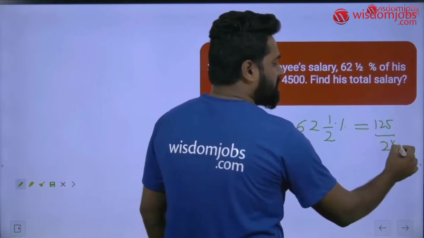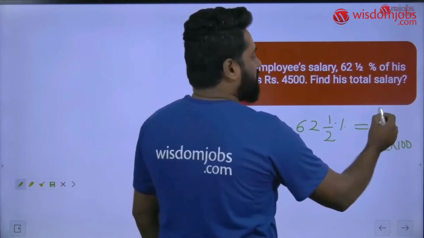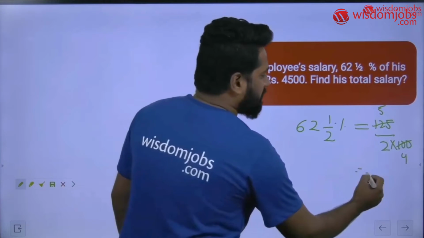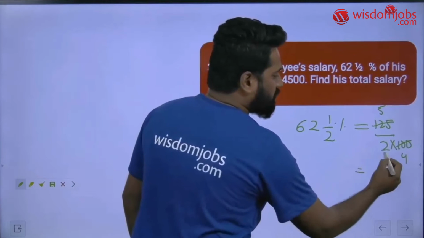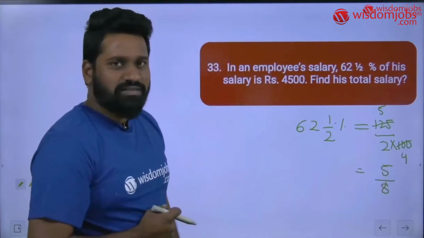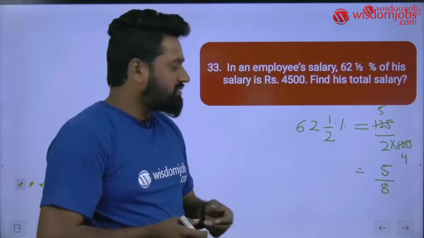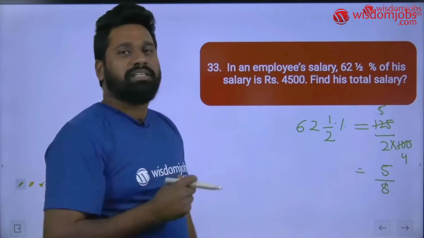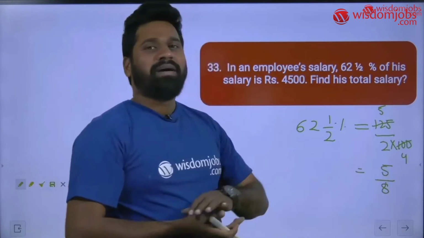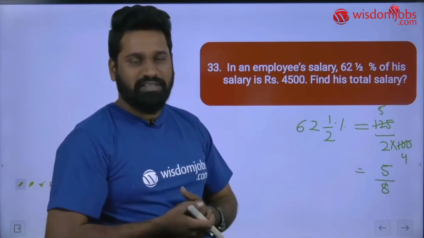Percentage symbol means you can write 100 in denominator. So it becomes 25 5s, 25 4s. So total, what is the fraction here? 5 by 2 4s, 8. That means, what is the exact meaning of this? 62.5% we can write as 5 by 8. That means this 8 represents 100% value of the number. This is the total salary and these 5 parts represent the given salary. That is 62.5% salary. Is it clear all of you?